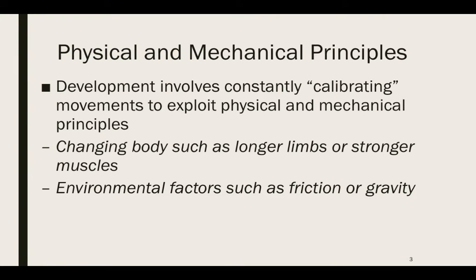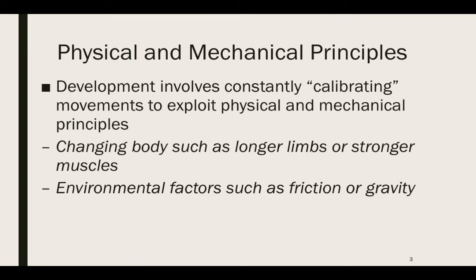When movers are initially performing motor skills, they tend to work against the principles, and as they increase their proficiency, they begin to use these principles of physical and mechanical stability to their advantage. So development involves constantly calibrating movements to exploit physical and mechanical principles. Changing bodies such as longer limbs or stronger muscles, and environmental factors such as friction and gravity all play a part in shaping the motor skills.